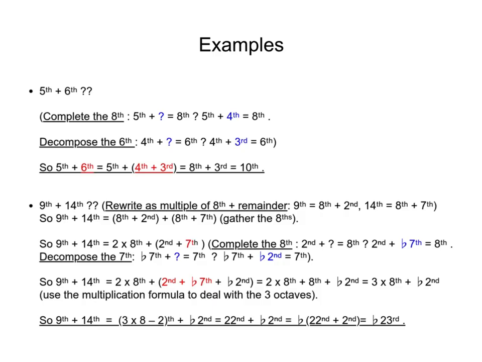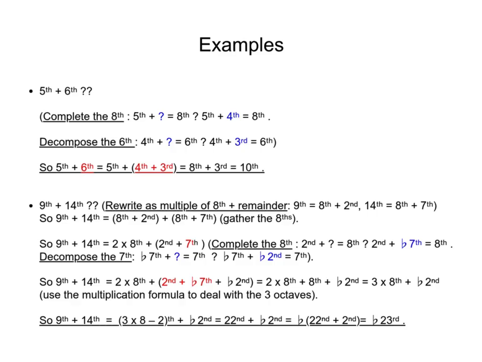Okay, now the second example, we're adding a ninth, a fourth, and a 14th. We need all intervals to be no larger than an octave, but all of the intervals are larger than an octave. So we decompose the intervals into a multiple of an octave plus a remainder. We don't need to worry about modifying intervals when decomposing into an octave plus some other interval, because we would not have had to modify the sum if we were adding to the octave, if you think backwards. So a ninth equals an eighth plus a second. A 14th is an eighth plus a seventh.